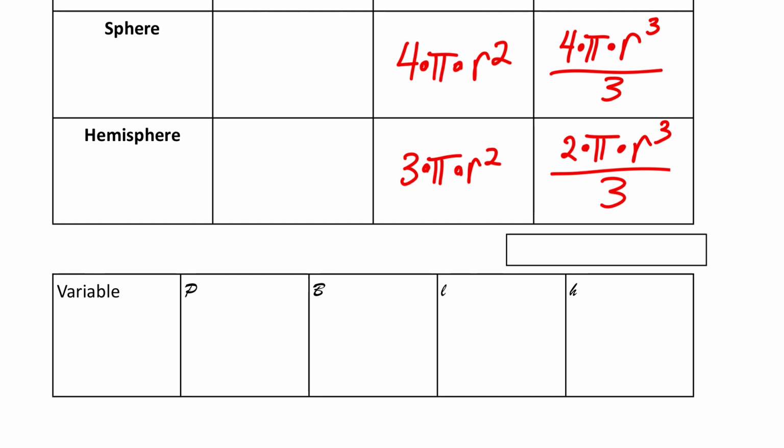Okay, the capital P we really haven't used with volume. I guess a little bit, but we're not going to worry about that. What does the capital B stand for? It stands for area of the base. Area of the base.